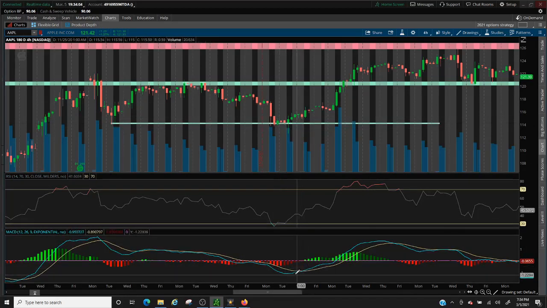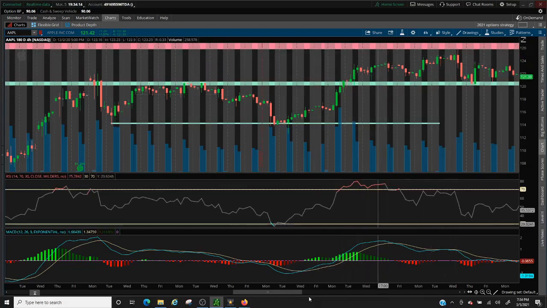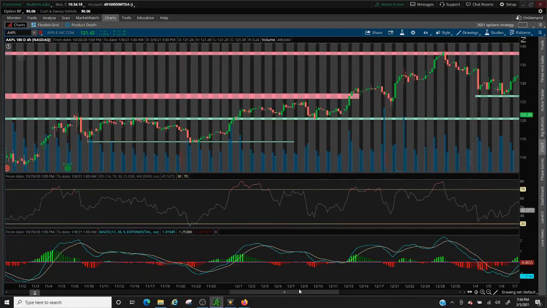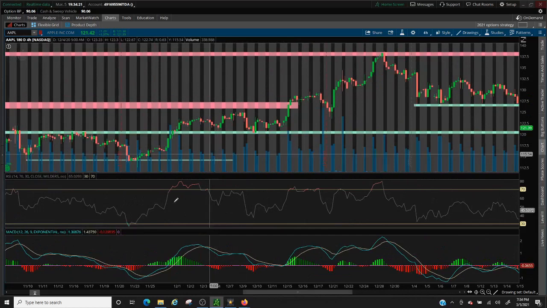Once the MACD crosses over from red to green, look what we have right here, and then we expect another move higher, and then it comes up until it touches this other zone. Okay, so that is how you use the MACD with the RSI with the support and resistance zones or lines for you to make better educated entries and exits.